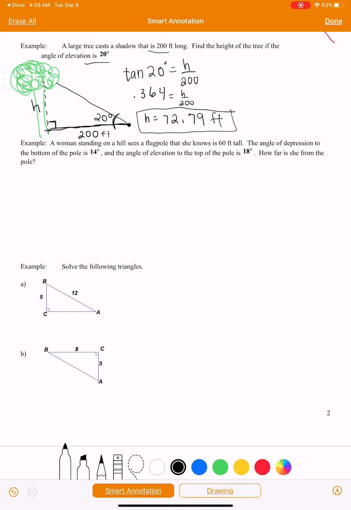All right, let's do another example. So a woman is standing on a hill. I'm just going to go ahead and draw that. We have a hill. We have a woman. Okay. And she sees a flagpole that she knows is 60 feet tall. Okay. Well, that flagpole is obviously touching the ground.